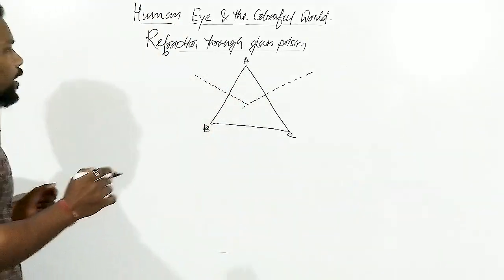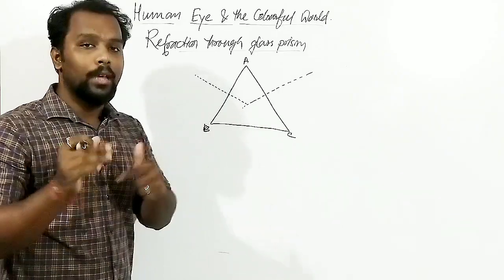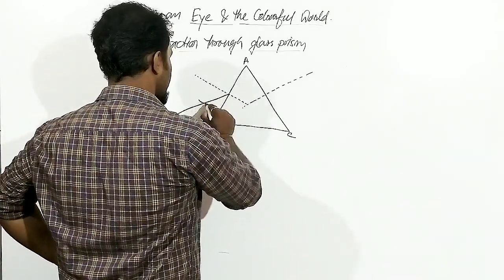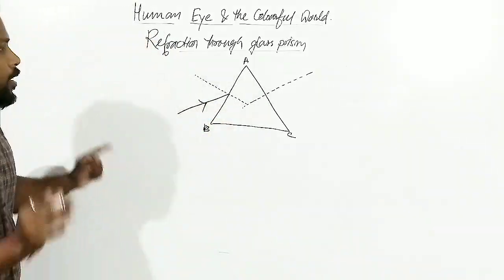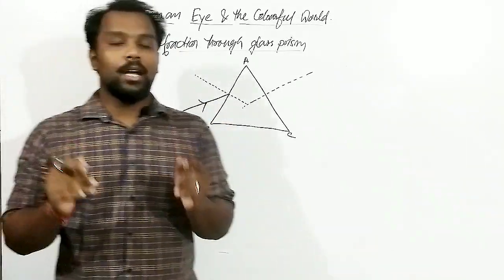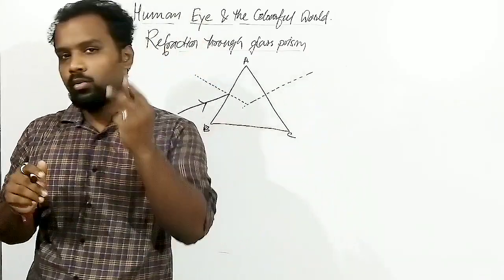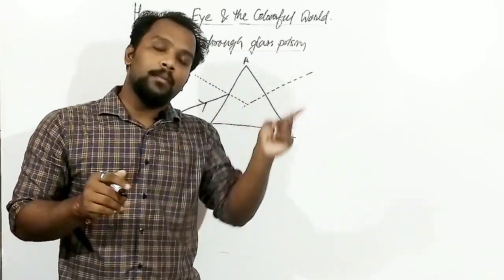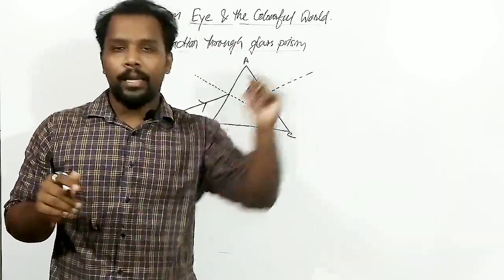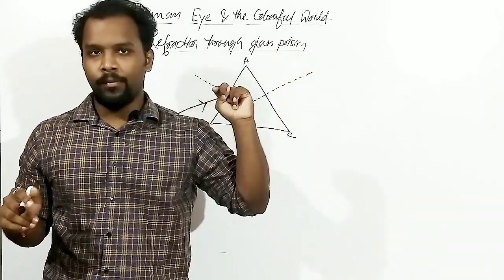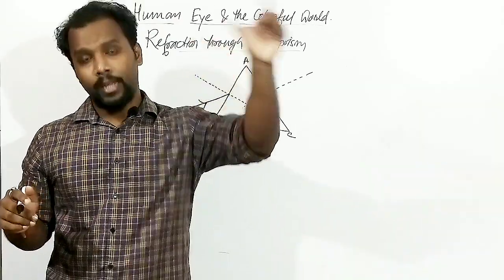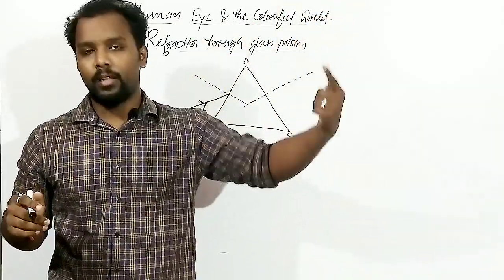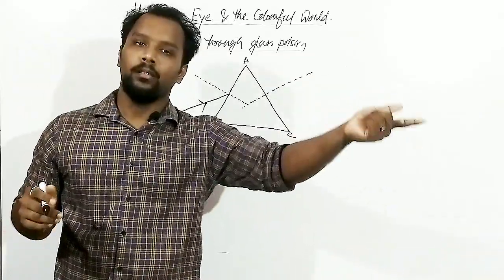Now first we are going to draw one incident ray. That incident ray will come here. This is one incident ray. When we are discussing refraction, we have two main things. When light enters from an optically rarer medium to an optically denser medium, what actually happens? The refracted ray moves towards the normal. Again, when the ray comes from a denser medium to a rarer medium, what is going to happen? That refracted ray is going to move away from the normal.